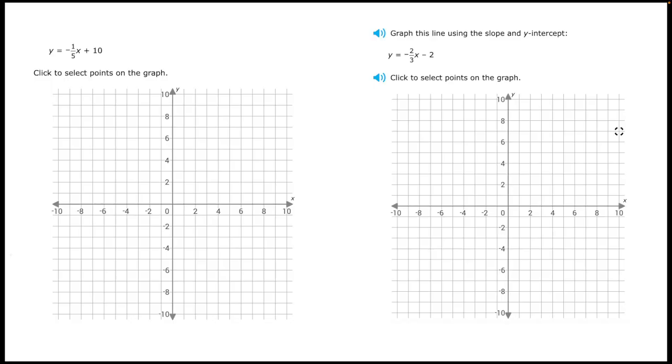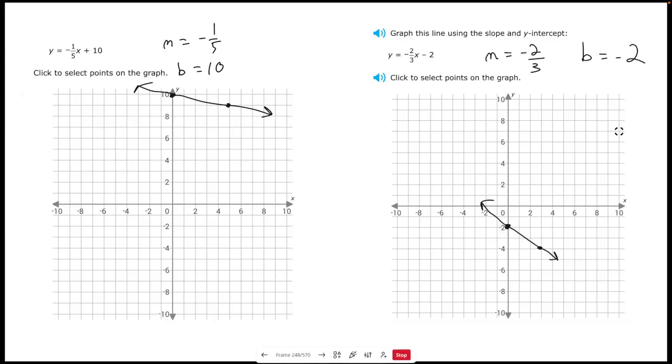Okay, now that you've had time to work these problems, let's check your solutions. You should have plotted 10 for your y-intercept, and then you go down 1 and right 5. So here are your coordinates. For those of you who like patterns, you'll notice that the negative slope is always going down from left to right.